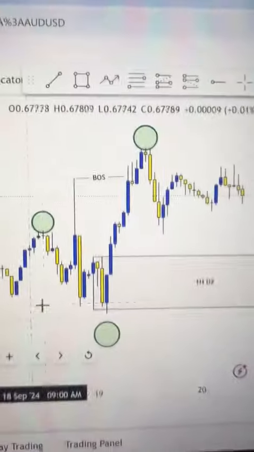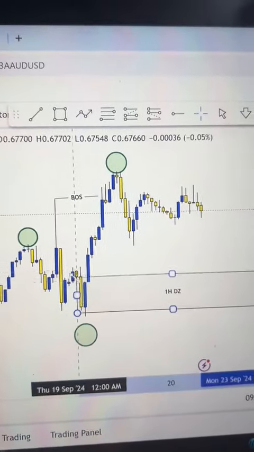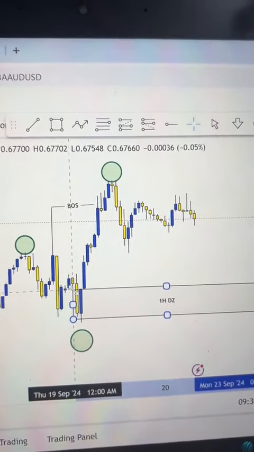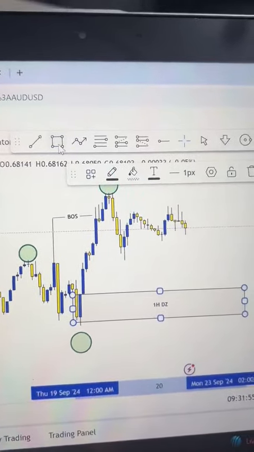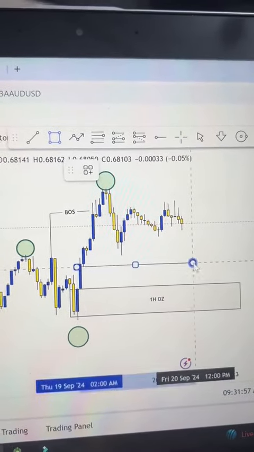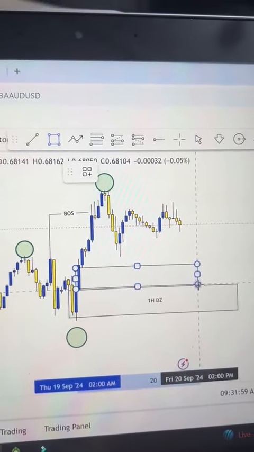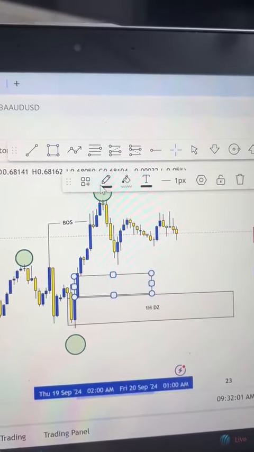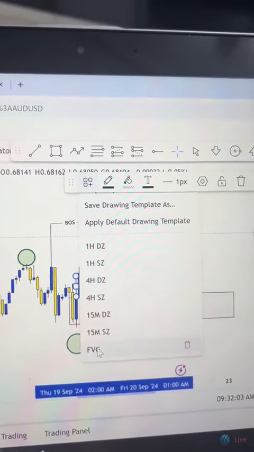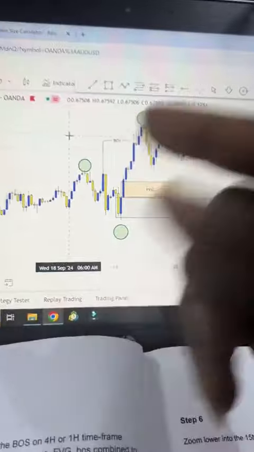Fair value gap. Do we have a fair value gap? That we have. Let me adjust this. I know that the demand zone is still up to that region. This is my fair value gap, FVG. So those are what I'm analyzing. I'm not looking at the past price. I'm analyzing the current market. So I have marked two things: my 1 hour demand zone, and my fair value gap.